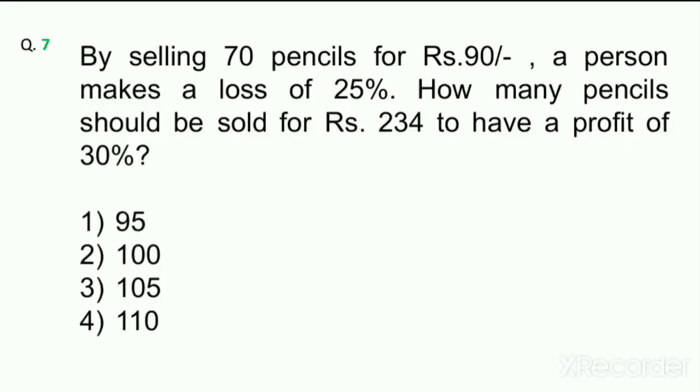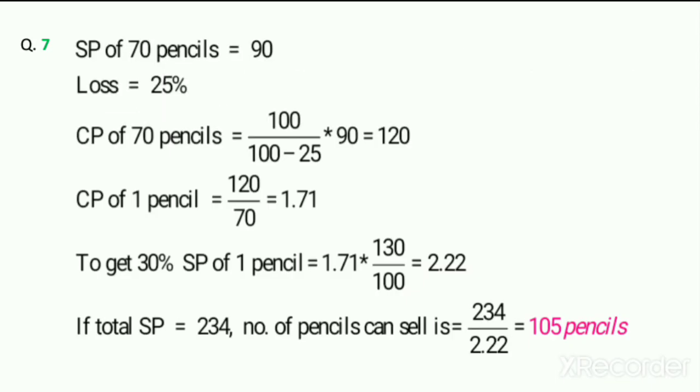And next question: by selling 70 pencils for 90 rupees, a person makes a loss of 25%. How many pencils should be sold for 230 rupees to have a profit of 30%? So selling price of 70 pencils is equal to 90 rupees, but loss is 25%. So cost price of 70 pencils means 100 by 100 minus 25 into 90, that is 120. That is the cost price. Then cost price of one pencil means 120 by 70, that is 1.71.